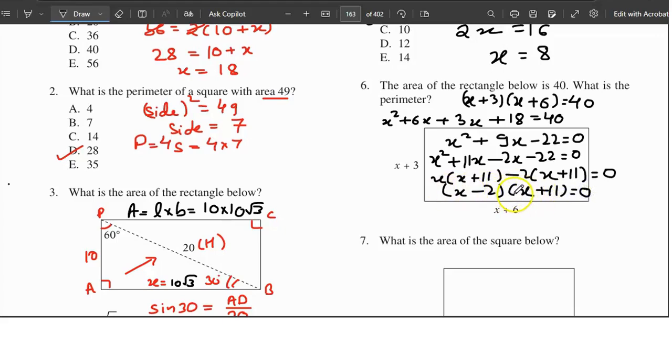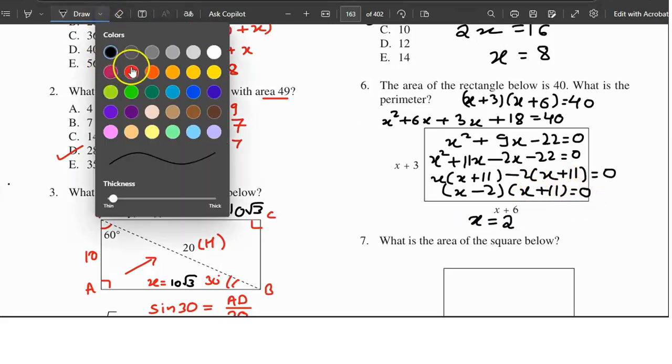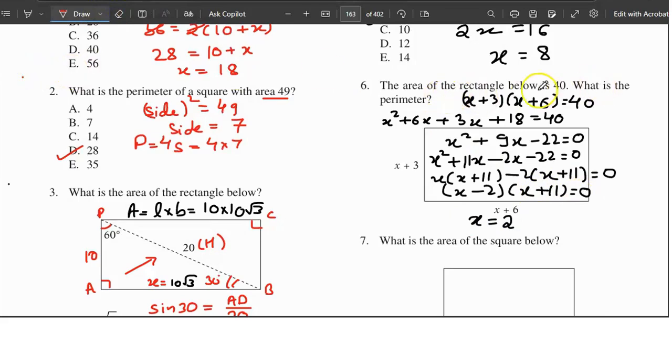Now the product of two numbers is 0. That's only possible if at least one of them is 0. So either x minus 2 is 0 or x plus 11 is 0. If x minus 2 is 0, then x is coming as 2. If x plus 11 is 0, x will be minus 11. That's not possible because the value of x can't be negative. That will make the side negative. So x is coming as 2. So this side, that is our length, will be equal to x plus 3. That is 2 plus 3, 5.